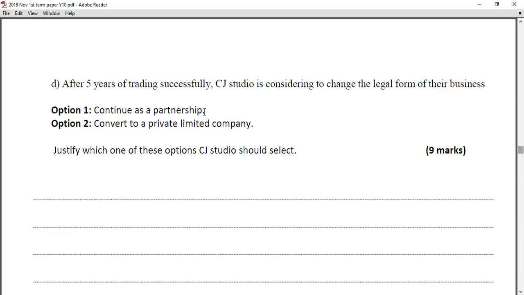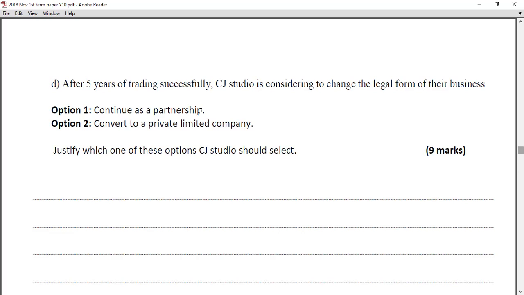So another advantage you can write is that more capital can be raised with the partners, right? They can invest more of their money, or they can invite another friend to join their business as a partner. So they can have more capital than before. They can buy more equipment, like that. You can write your answer like that.